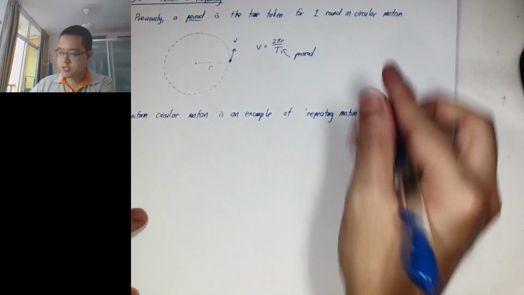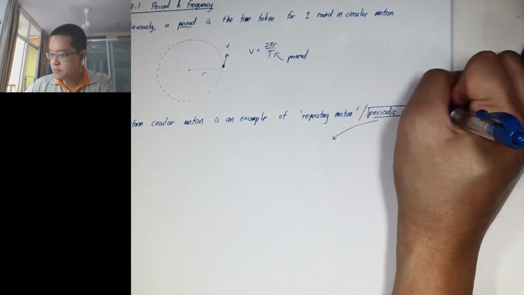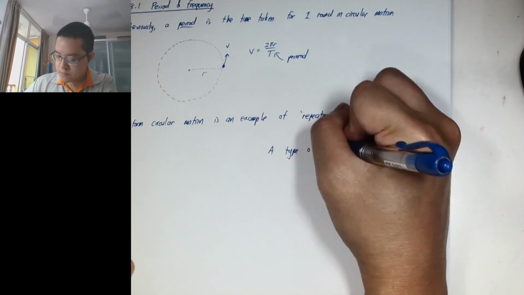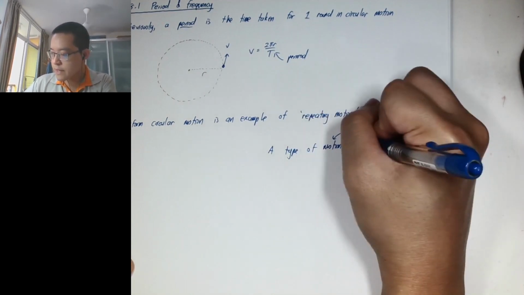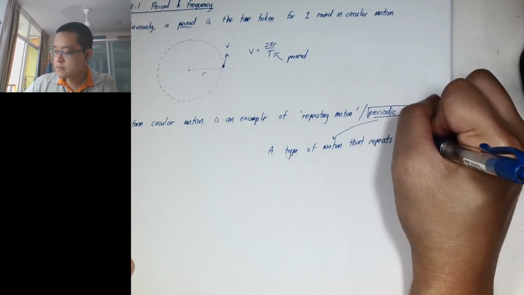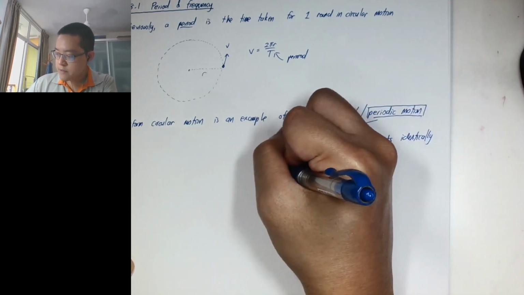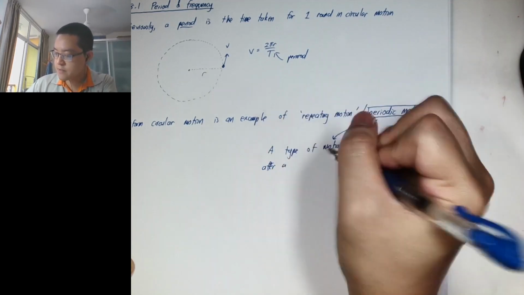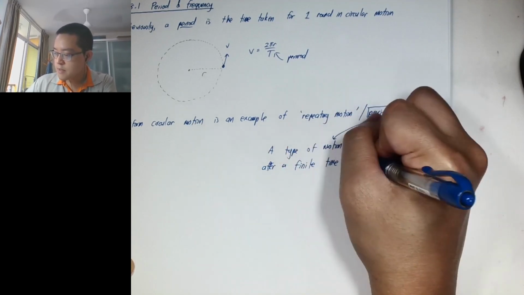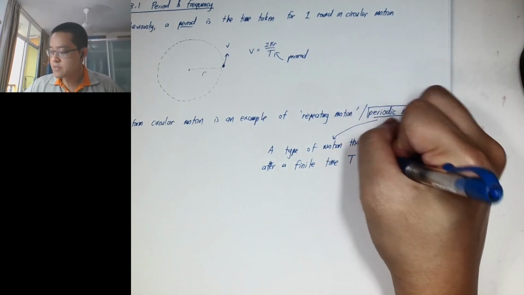A periodic motion, I should define, is a type of motion that repeats identically after a finite time, which is T, and this T is the period.